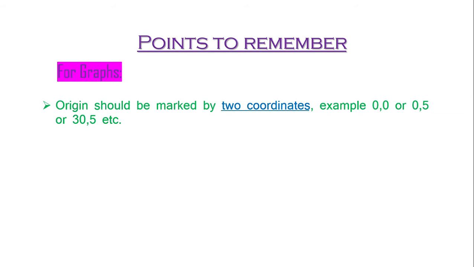The first thing: the origin should be marked by two coordinates. Whenever you're writing your coordinates for your graph, just make sure that you are writing both. Suppose you are plotting this graph over here, you'll always write 0, 0. If it is 0, 5 or 35 over here, for example, you'll write accordingly. So you will mention the coordinates over here. For the origin, you just won't write 0 and leave it, but you'll make sure you write both the x coordinate 0 and the y coordinate 0, or whatever the readings, whatever the scale you're choosing, that you need to mention over here.